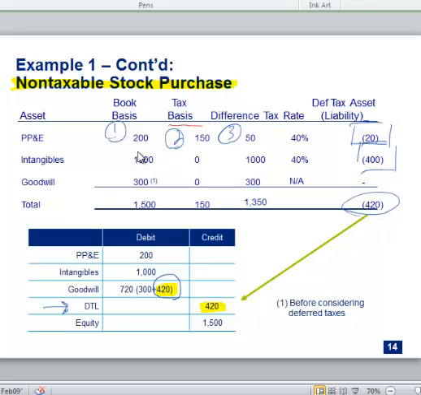So in this example, we had a situation where there were two DTLs, one for fixed assets and one for intangibles. Right? So these are our DTLs. That's one, that's two. And what would this company do if the target had an NOL? Let's say the target had an NOL of 100. What would we do? How would we account for that if we're the buyer?